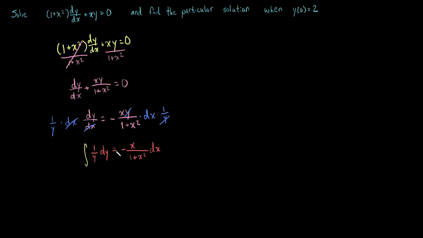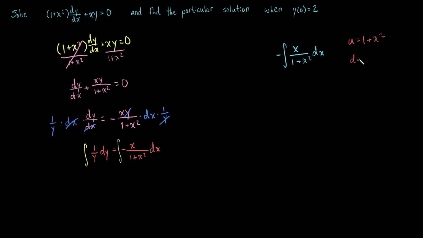Now we want to integrate both sides. If I integrate the left-hand side, very trivial, this is our natural log. But for the right-hand side, I want to do u substitution. So we have negative integral of x over 1 plus x squared dx. If I set this bottom part equal to u, then u is equal to 1 plus x squared.